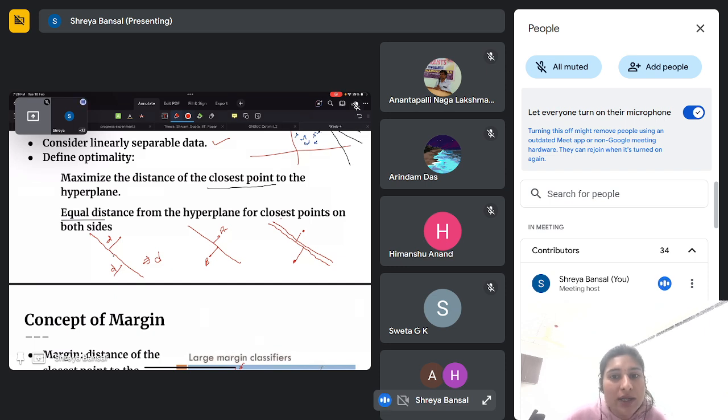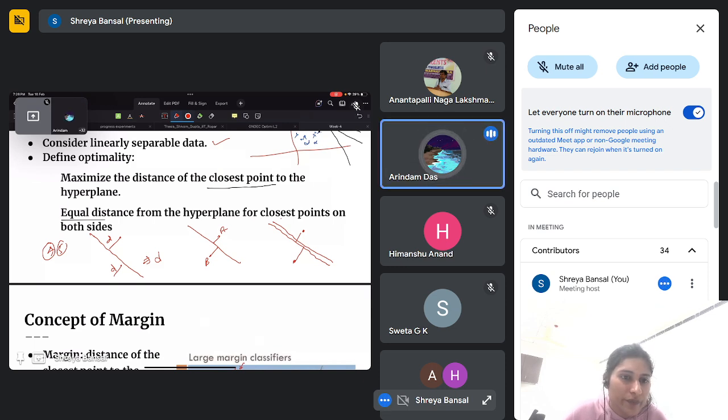Maximize is not a number, you know. You can get 4 or 5. Either you get 4 or 5, it doesn't matter. It's a very small difference. But ma'am, there is a question that ideally the sample points may not fall at equal distance from the hyperplane.